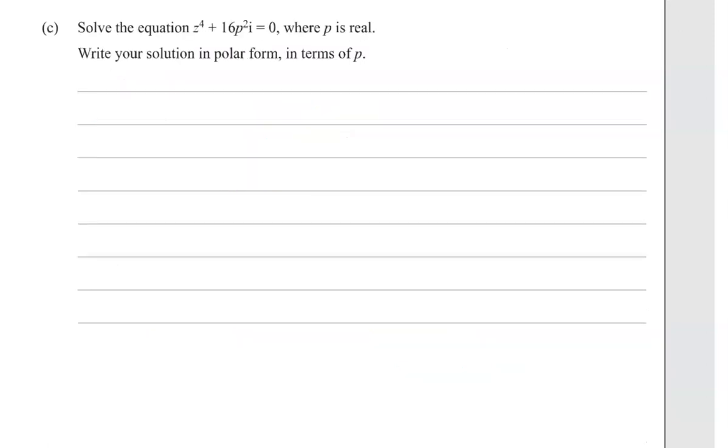For part C, we're solving this equation, which means we are finding roots of z. So if we rearrange this to be z to the power of 4 is equal to minus 16 p squared i, and picture what that looks like on the Argand diagram, it's going to be somewhere like this, because p is a real number.